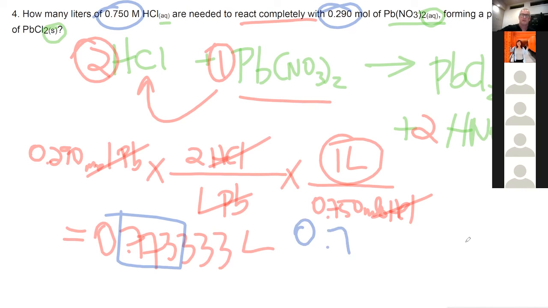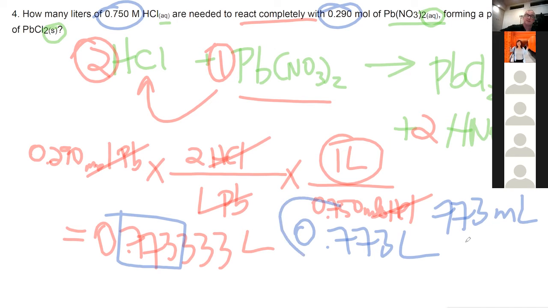0.773 liters. Yes, excellent. If it just said volume, you could put down 0.773 liters, or you could give 773 milliliters. Either one of those would be correct. But it actually says liters here, so this is the answer we're looking for.